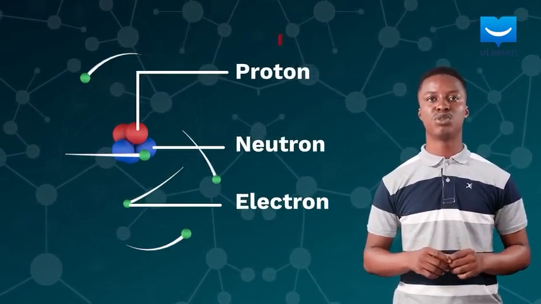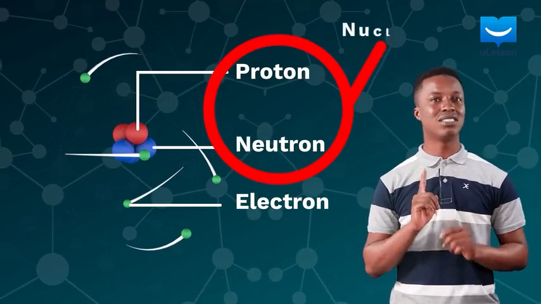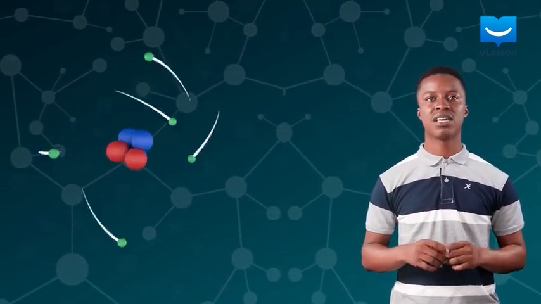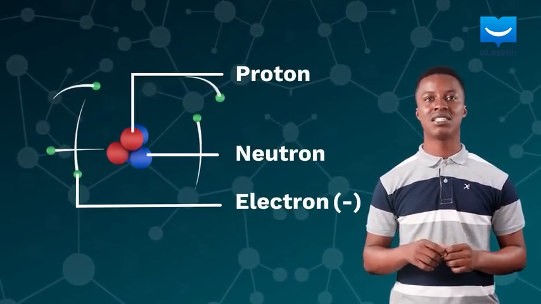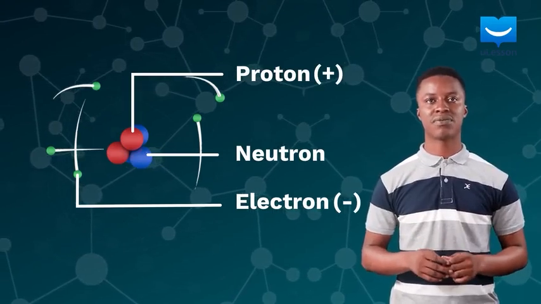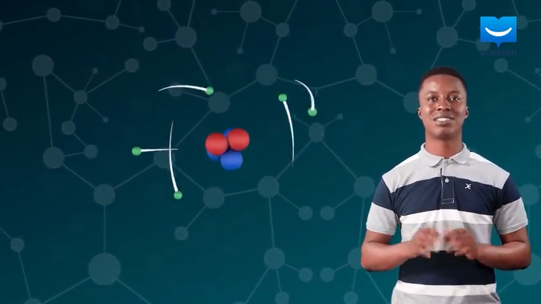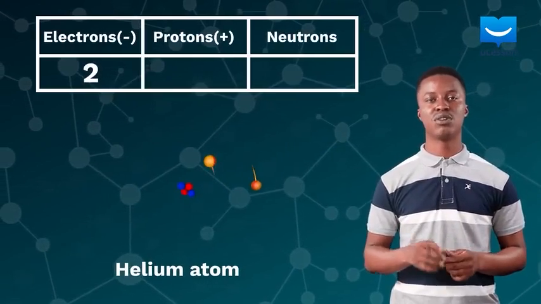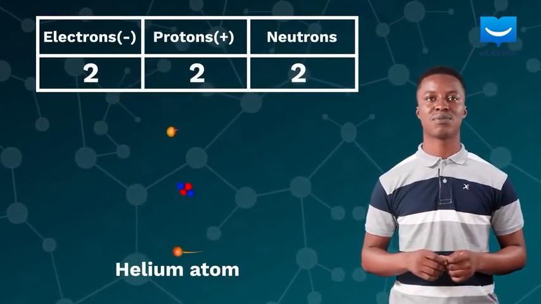The protons and the neutrons make up the center of the atom called the nucleus, and the electrons fly around above the nucleus in a small electron cloud. The electrons carry a negative charge, the protons carry a positive charge, while the neutrons have no charge. In a neutral atom, the number of protons and the number of electrons are equal, often but not always. The number of neutrons is also the same. For example, the helium atom has 2 electrons, 2 protons, and 2 neutrons as well.